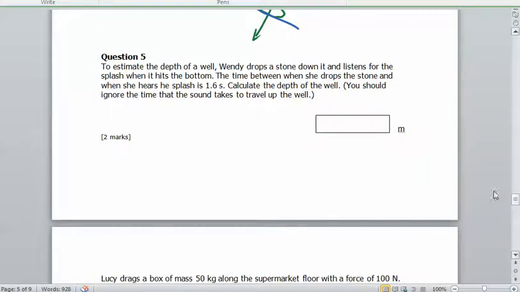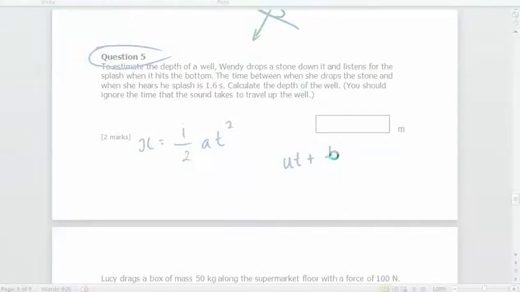What about this one? This is pretty much a simple equation of motion question. What did you do here, Jacob? I did the formula where it's half a t squared equals x. Okay, so what formula did that come from? From the one where it's ut plus a half at squared. Yeah, but because u is 0.